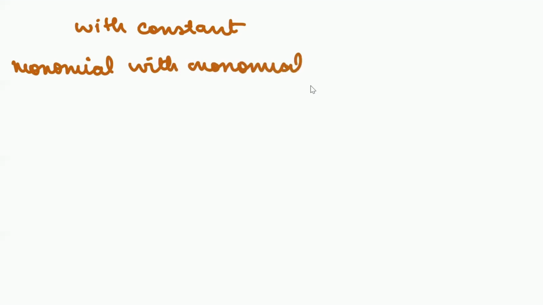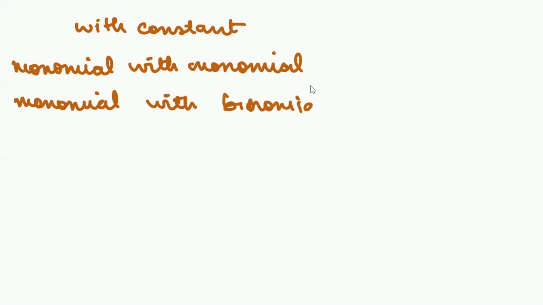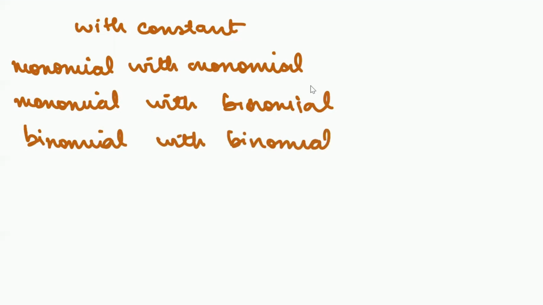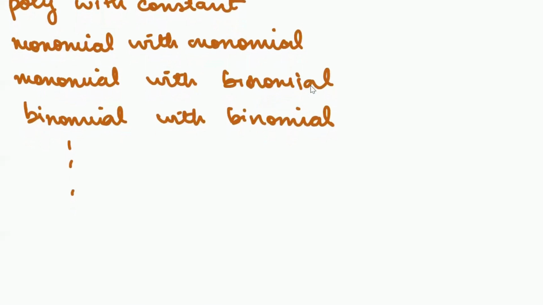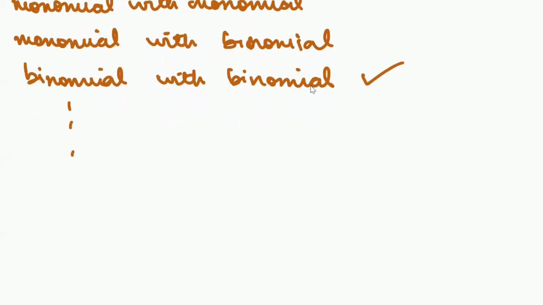We can multiply monomial with monomial, monomial with binomial, or vice versa, then binomial with binomial, and so on, right? We can keep on increasing. So this is polynomial. It can be anything, monomial with constant or binomial, and so on. So today, to give you an idea, we'll do the binomial with binomial.